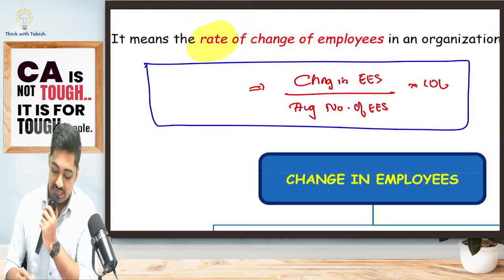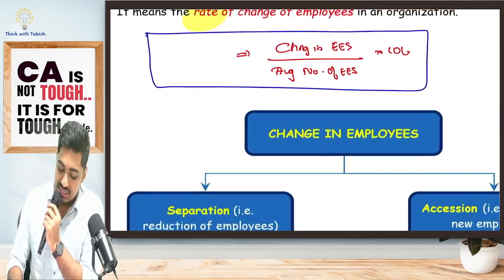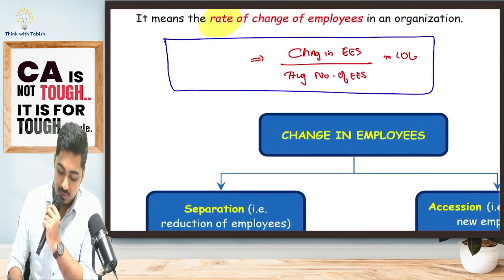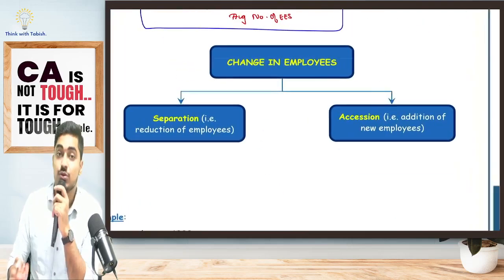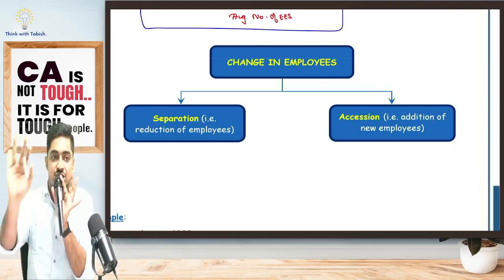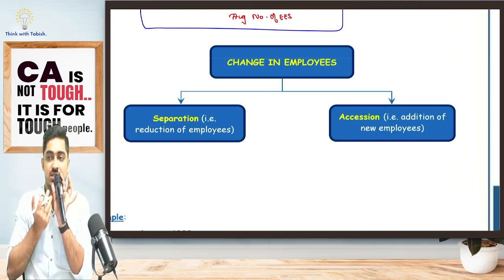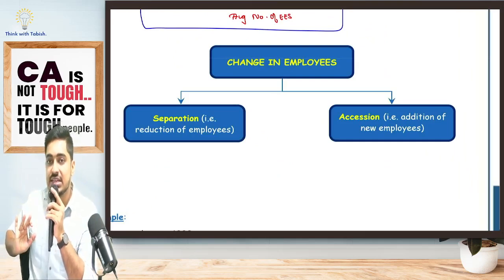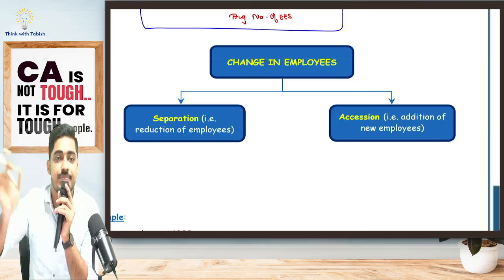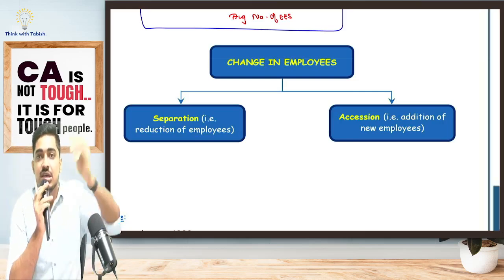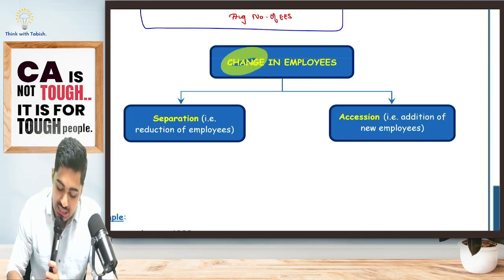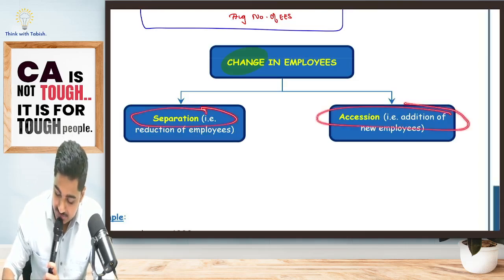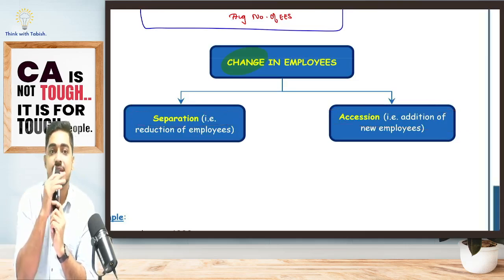Yes, sir. So let us understand each of these things in detail. It is change in employees divided by average number of employees into 100. When I say change in employees, change means one of two things: it is either separation or accession. What is separation? Separation means an existing employee is going, tata bye bye. Accession or addition means a new employee is coming. Is this clear, everyone? So change can be one of two things, either separation, tata bye bye, or accession, where new employees come.